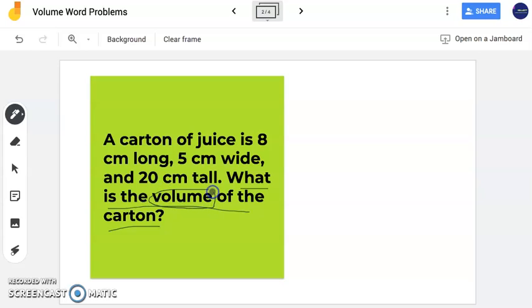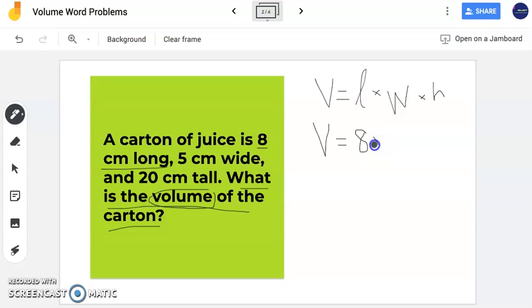Now when we have a carton, we know that a carton is actually a rectangular prism. Therefore, we can use the formula volume equals my length times my width times my height. Now what I'm going to do is replace my length with my given length here. I see that my given length is 8 centimeters long. So instead of writing an L, I'm going to write an 8.